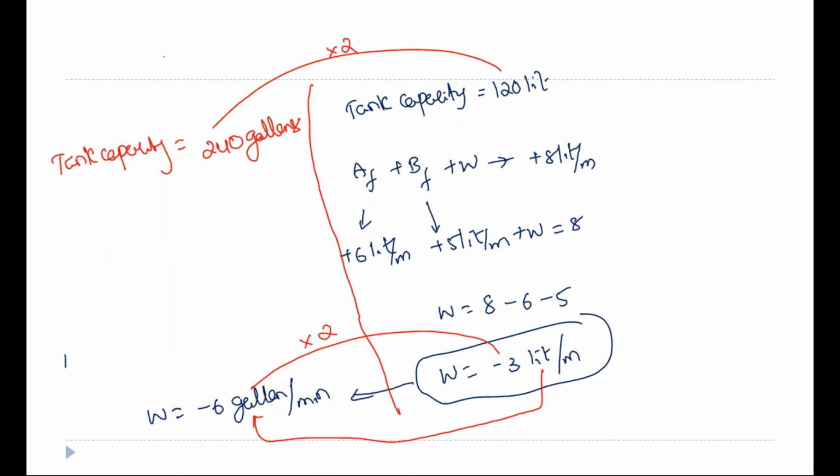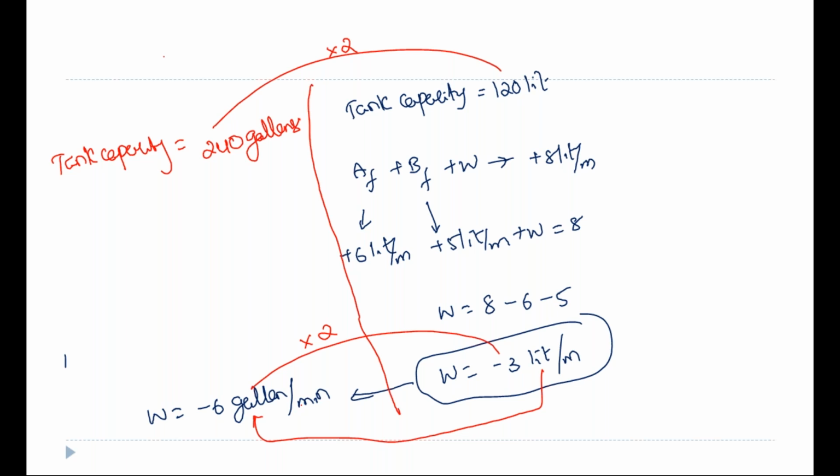See, Suma, you got the waste pipe as minus 3 liters per minute. Up to here, do you understand why you got minus 3? Yes, sir. Fine. Now that minus 3 you got for 120 liters, right? If the tank capacity is 120 liters, then you are removing 3 liters per minute, right? But in the question, what they gave is the waste pipe emptying 6 gallons per minute.